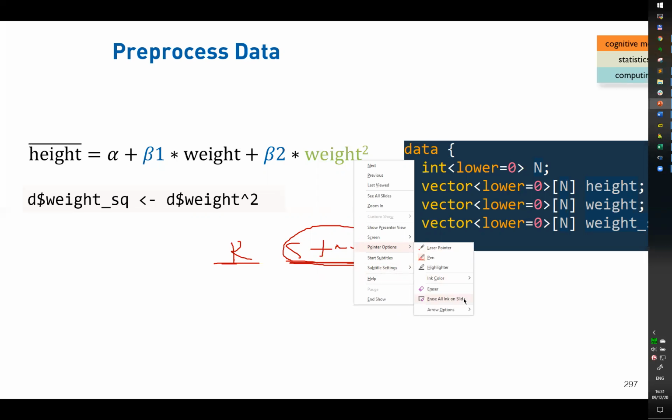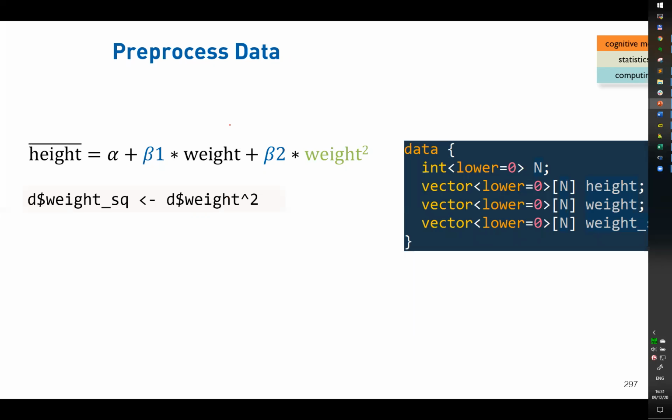Okay. Good. So here, do as much as you could in terms of data preparation and data pre-processing before you send the data from R to Stan. So do it in R.